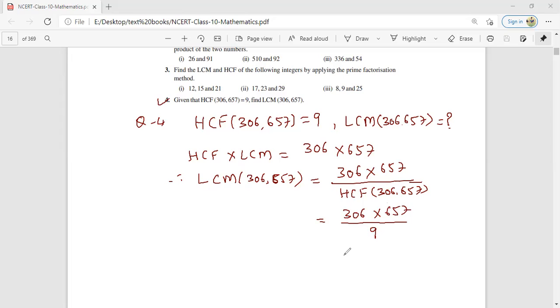In order to save your time in dividing, I will write the answer. You can check by dividing. Okay. 22,338 will be the answer. So sometimes HCF is given, you have to find LCM. Sometimes HCF and LCM both are given and one number is given, we have to find the other number. So by using this formula, we can make different types of questions.